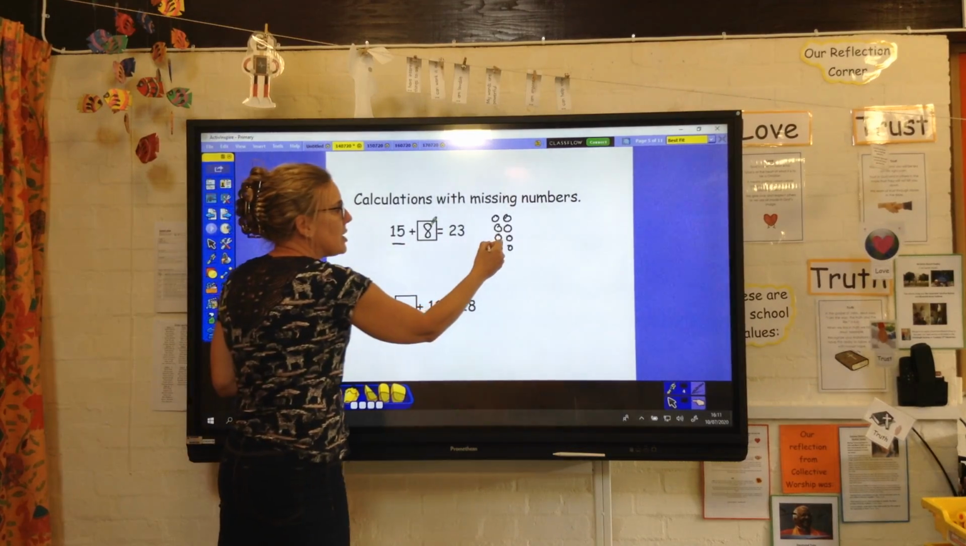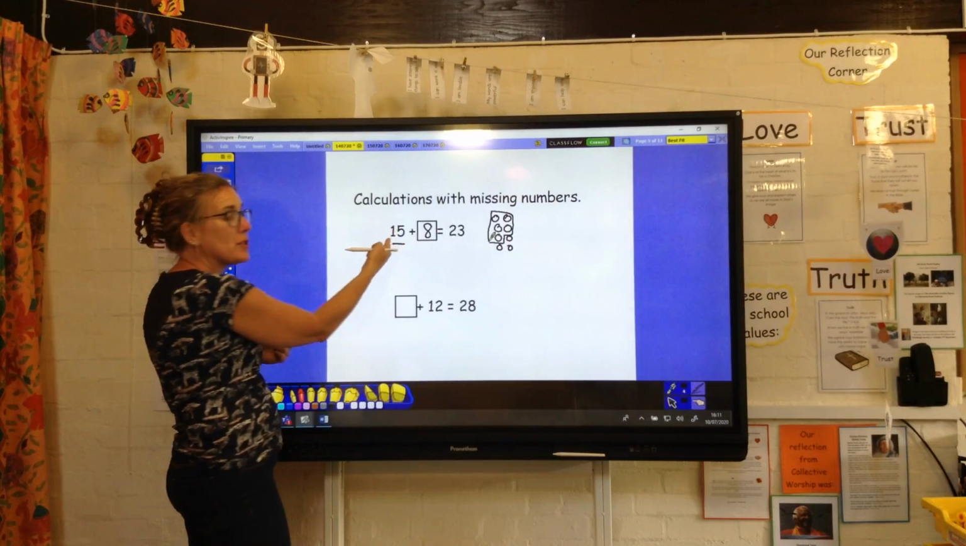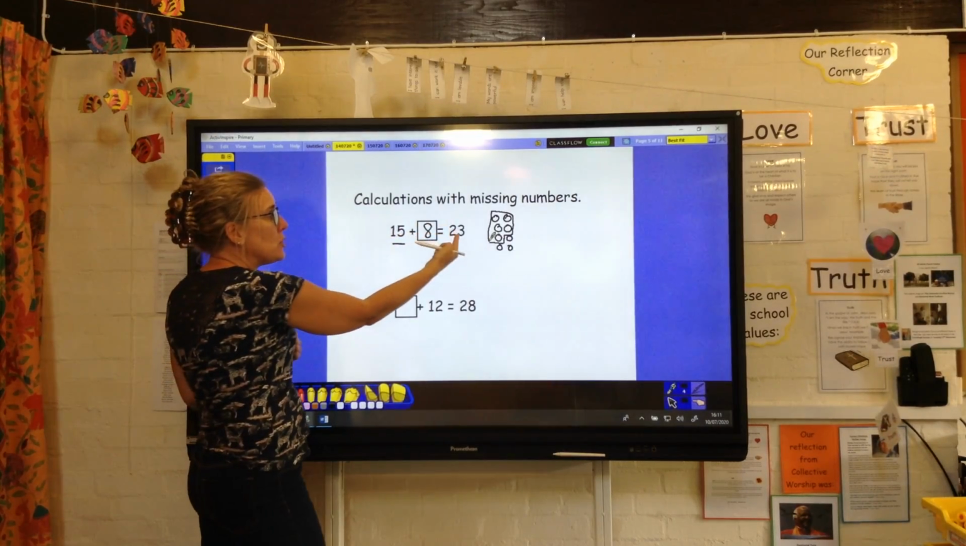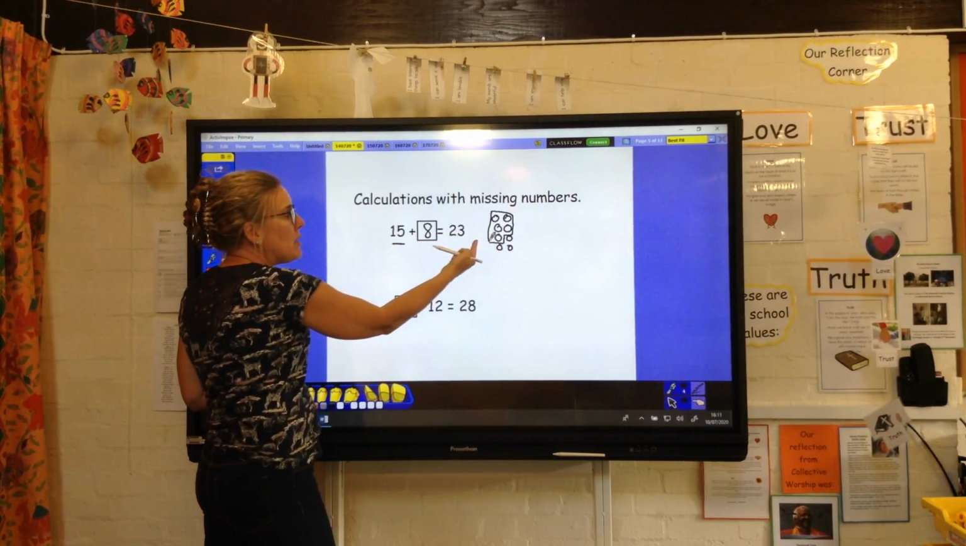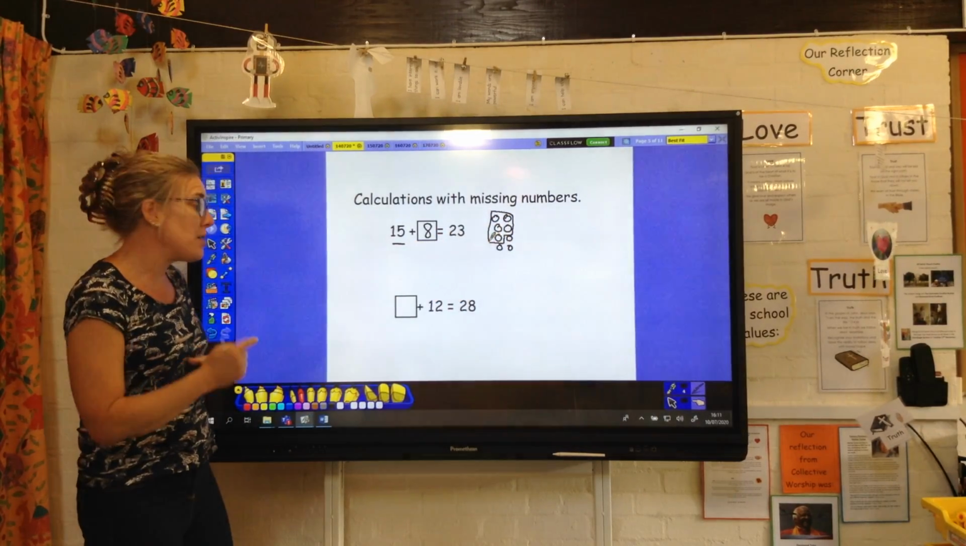You might be able to think about partitioning that. So you might remember that 5 onto 15 would take you to 20 and 3 more would give you 23. So you know that you need 8 more.